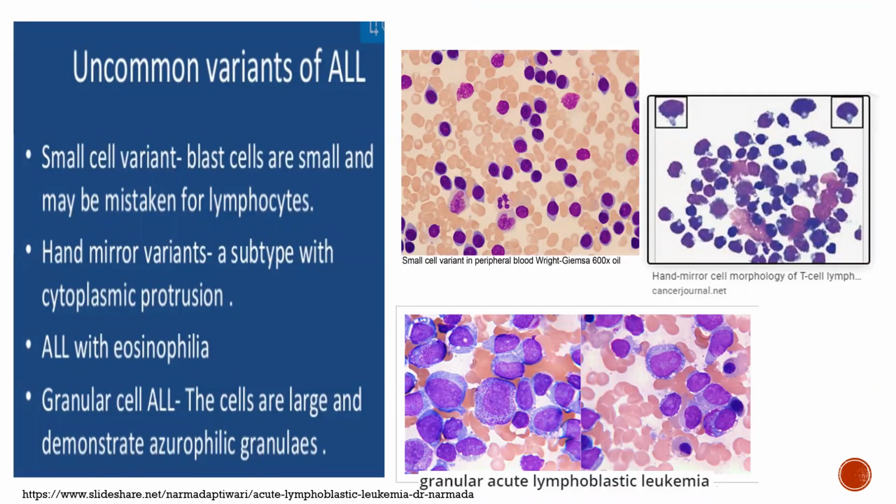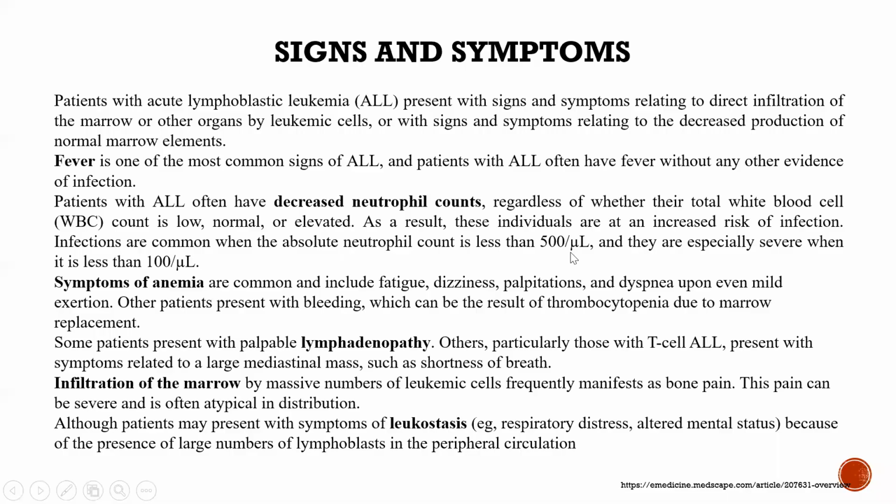Uncommon variants can be seen, represented by small cell variants. The blast cells are small and may be mistakenly taken for lymphocytes. The hand mirror variant is a subtype with cytoplasmic protrusion. There are also acute lymphoblastic leukemia with eosinophilia, and granular cell acute lymphoblastic leukemia, where cells are large and demonstrate eosinophilic granules.